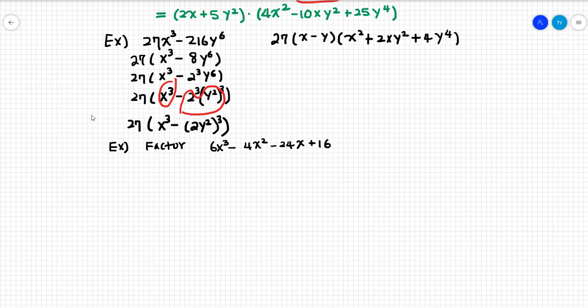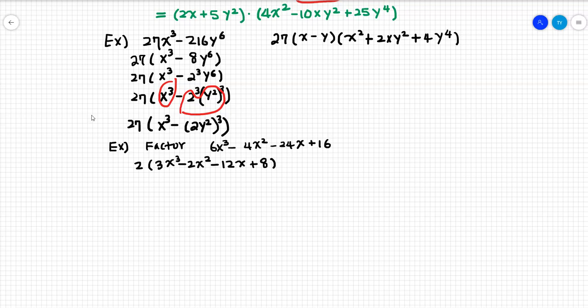Okay. Again, we're going to look for the common factor. In this case, we can take out the common factor of 2. If I rewrite this, I'll have 3x cubed minus 2x squared minus 12x plus 8. So now we have 4 terms here, right? In this case, if you want to use the grouping method, that would be great.